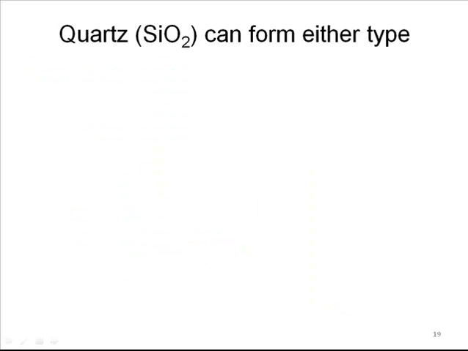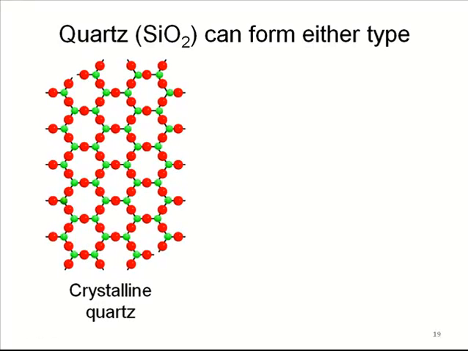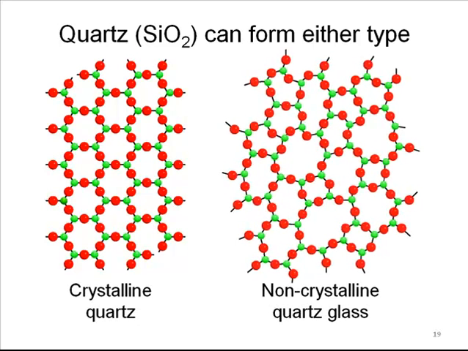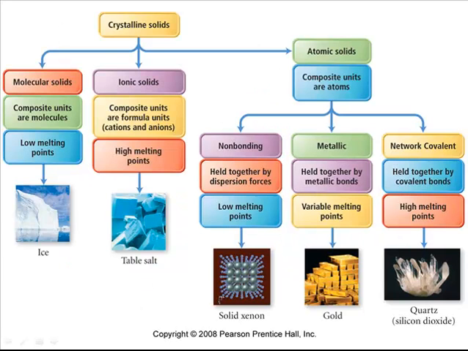Quartz, silicon dioxide, can form either type of solid. You can have crystalline quartz that looks like this, and non-crystalline quartz which looks like this. This here is glass, and this here is a crystal which is not transparent to see through due to some of its different properties.